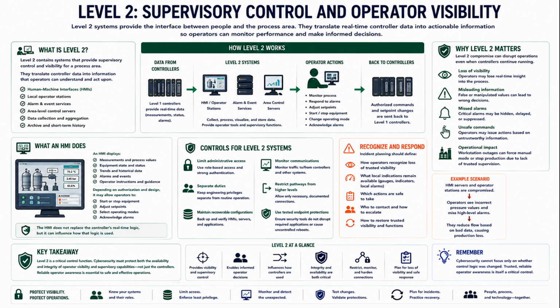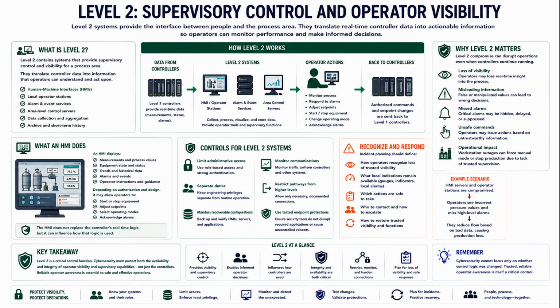A widespread workstation outage may cause a facility to enter a safer manual mode or stop production because continued operation cannot be supervised confidently. Controls should protect both availability and integrity. Limit administrative access, separate engineering privileges from routine operation, maintain recoverable configurations, monitor communications with controllers, and restrict pathways from higher levels. Endpoint protections must be tested so they do not disrupt required applications or introduce uncontrolled reboots.